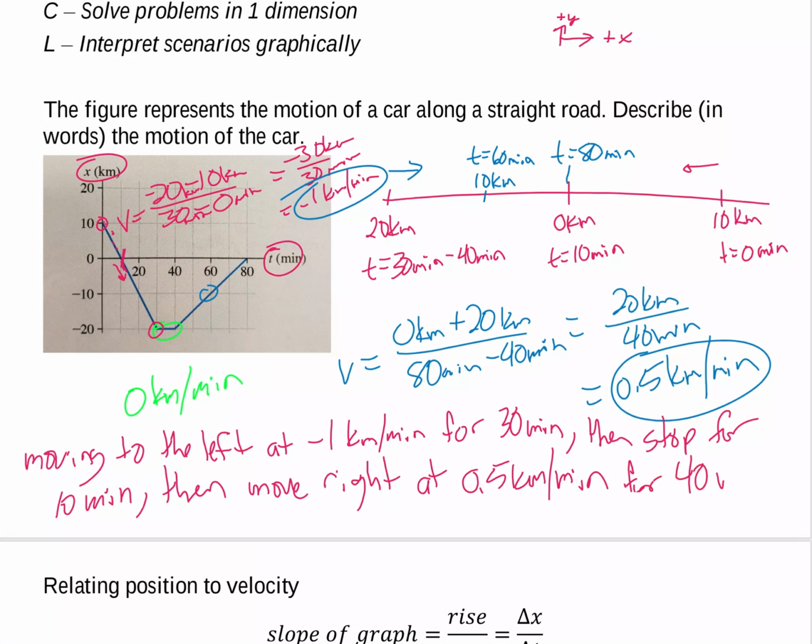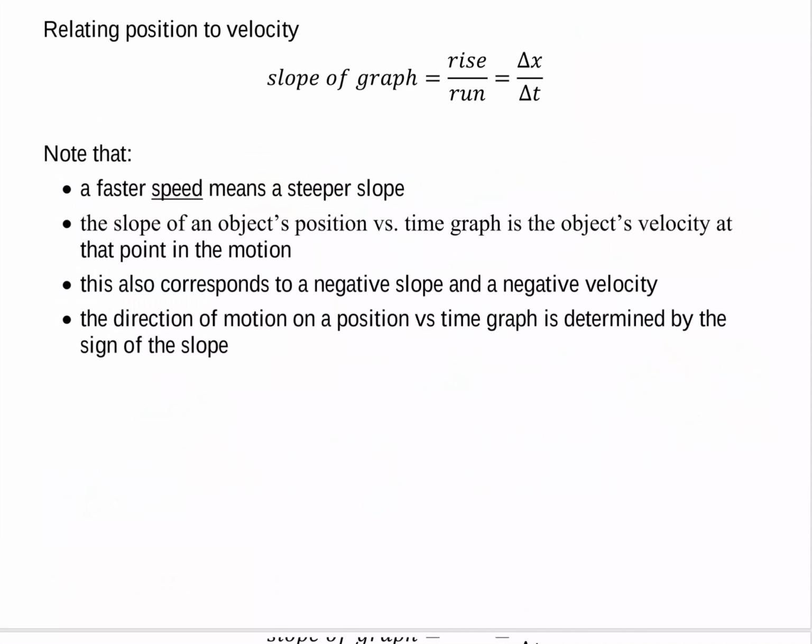Okay. So we had to do some math there to figure all that out, but then we could write the words. We had the concept of what was going on, but not the specifics of the numbers that needed to be in there to completely write the words. Make sense? All right, so now relating the position to velocity is kind of what we just did. The slope of the graph is the rise over the run, which is the delta x over the delta t, so the change in position over change in time.